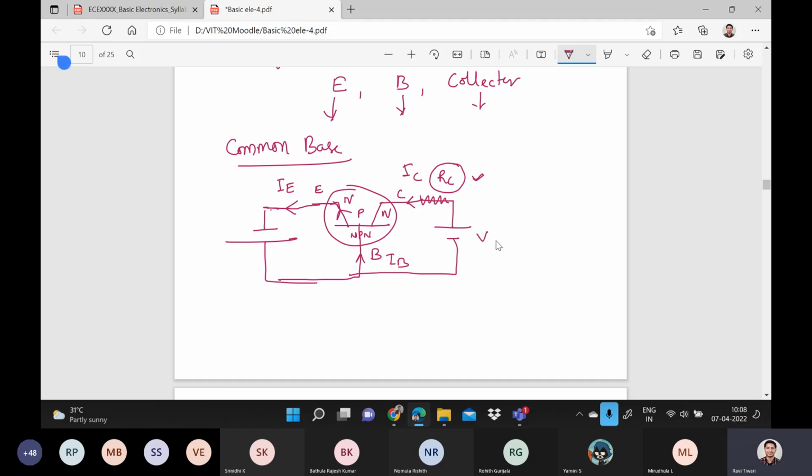This is the collector base voltage. It's the collector and base voltage, and this you can assume is VEB, that is the emitter base voltage, VEB.